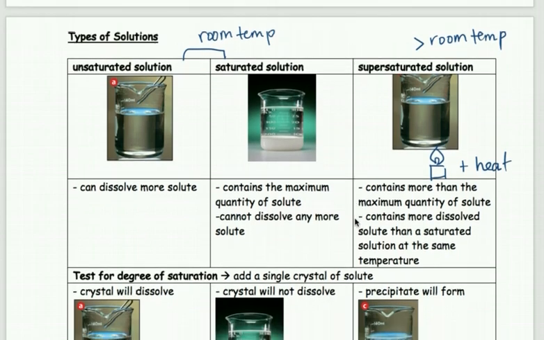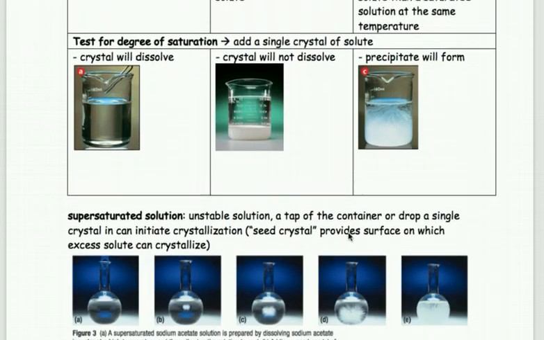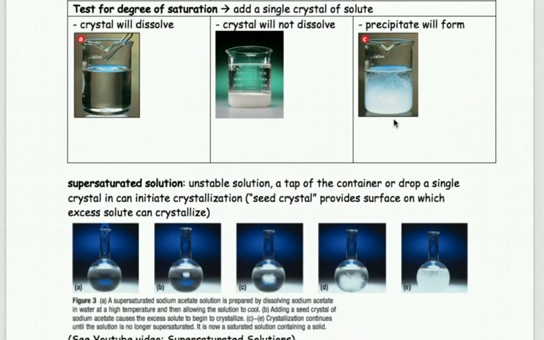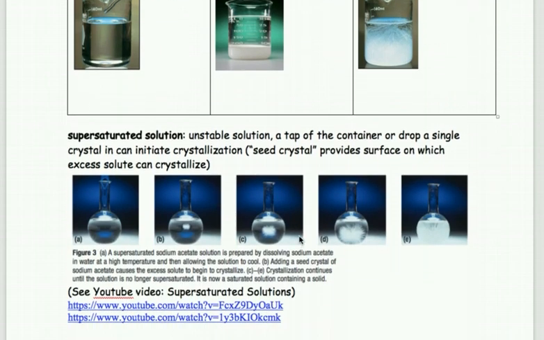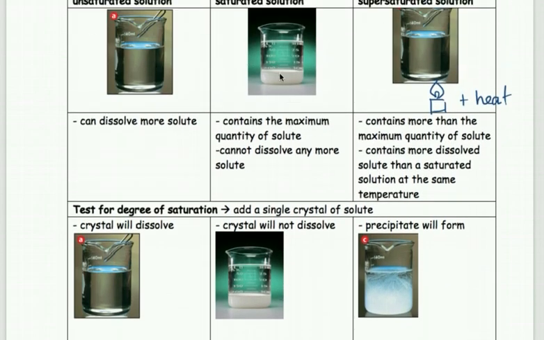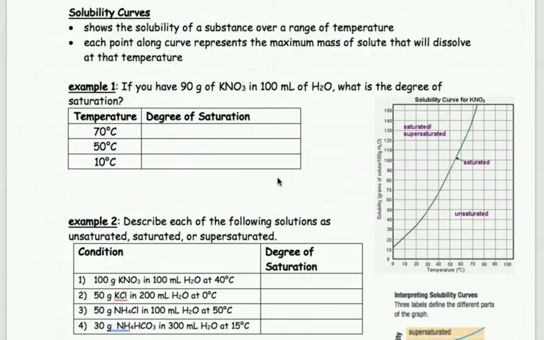So when we added the crystal here, what happened was that we went from supersaturated back to the saturated state, where it caused the crystals to come out. And if you actually did touch this container, you would feel heat coming off as well, because now it's going back to the saturated state, where it's taking out all the excess salt that it can't handle.